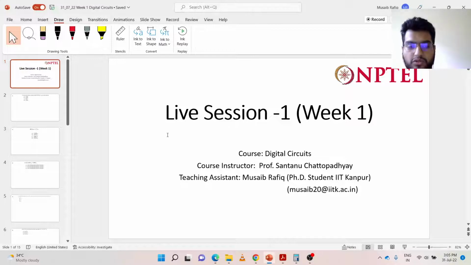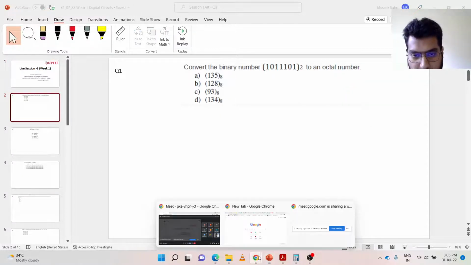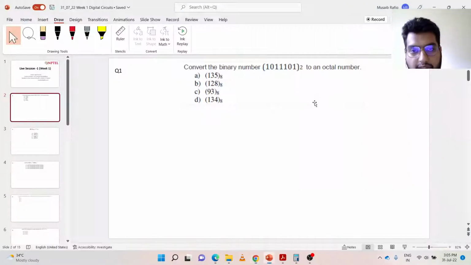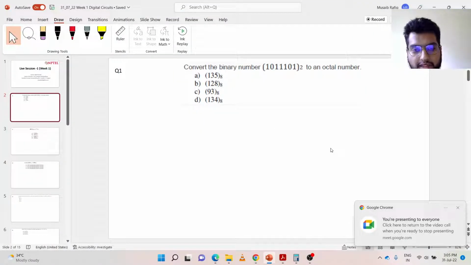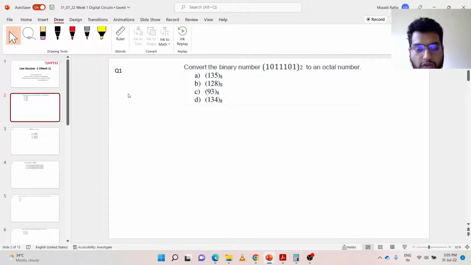You have gone through the number system in this week one, and we'll be discussing this first problem. The first problem is: convert the binary number 10111101 to an octal number. Octal, as you all know, is a number system which has a base of 8.